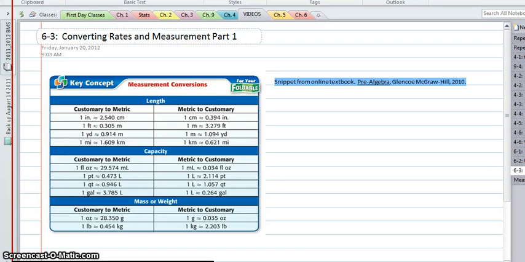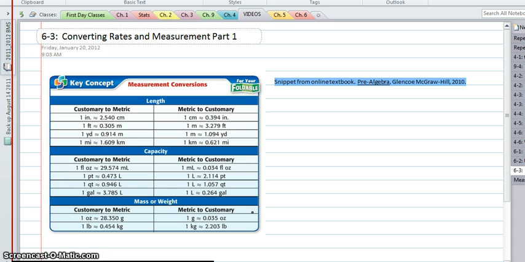Okay, today we are going to convert rates and measurement. We will spend a few class periods on this. Make sure that you have your calculator and the handouts given to you in class, especially the handout that has the chart on it, the measurement conversions chart.